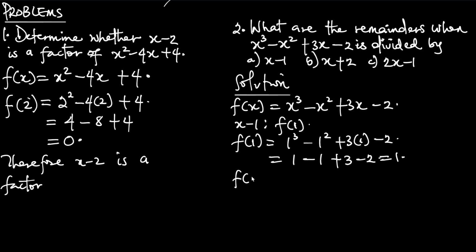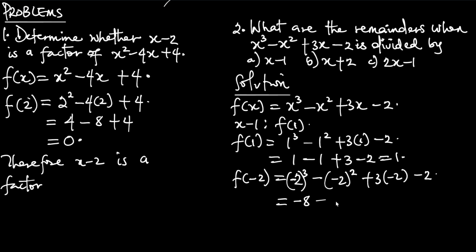In the second case, you have x plus 2, so which means you are taking f of negative 2. And that's going to be equal to negative 2 cubed, minus negative 2 squared, plus 3 times negative 2, minus 2. So this equals minus 8, minus 4, then minus 6, then minus 2 again. So this is negative 12, negative 18, negative 20.